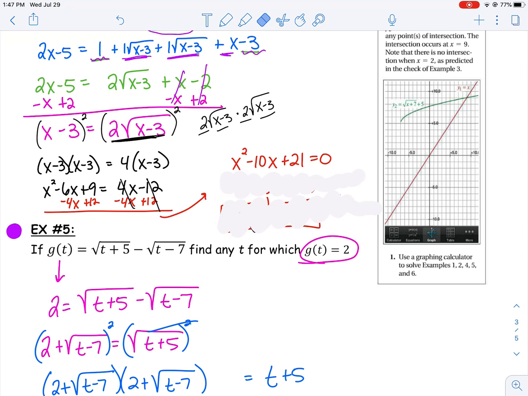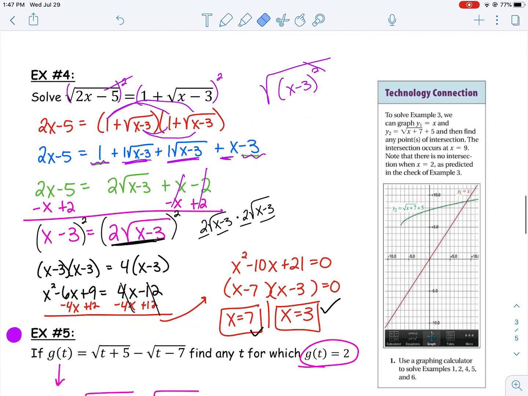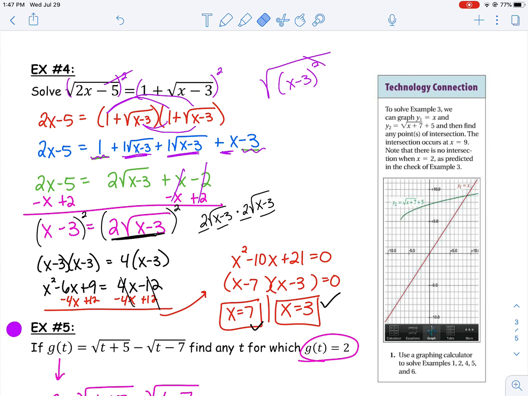Now I can solve by factoring. Numbers that multiply to positive 21 that add to negative 10 are negative 7 and negative 3. I can set them equal to 0, so I can end up solving and getting x equals 7 and x equals 3. Whew, that was a lot of work. You might need to replay that one more time. Go back through over again to make sure that you understand all of those different steps.